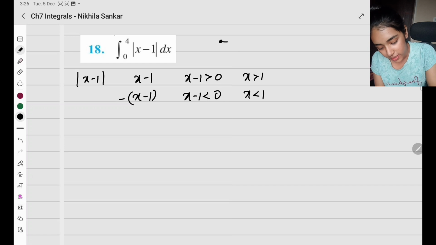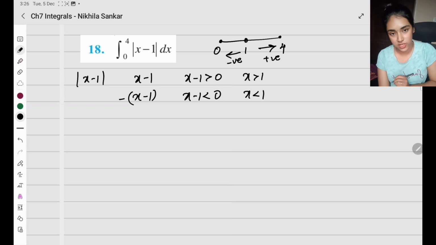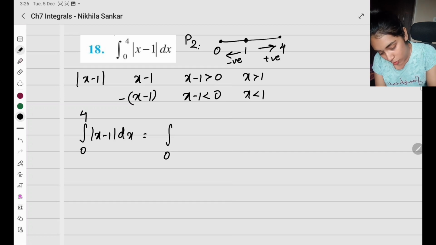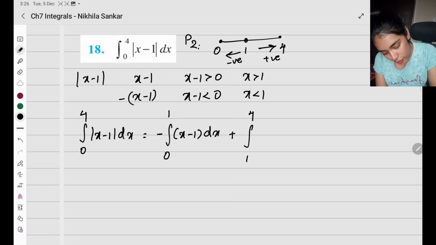So my definite integral limit 0 to 4 is going to be split from 0 to 1 and 1 to 4. To the left of 1 it is going to be negative, to the right of 1 it is going to be positive. So using property number 2, I can split the integral as 0 to 4 mod x minus 1 dx becomes integral 0 to 1, it is going to be negative. So minus x minus 1 dx plus integral 1 to 4, it is going to be positive. So x minus 1 times dx.